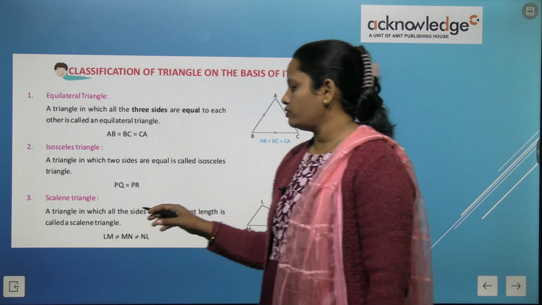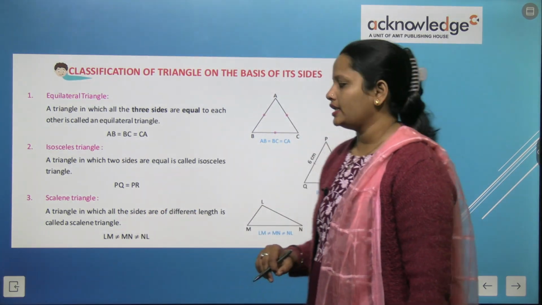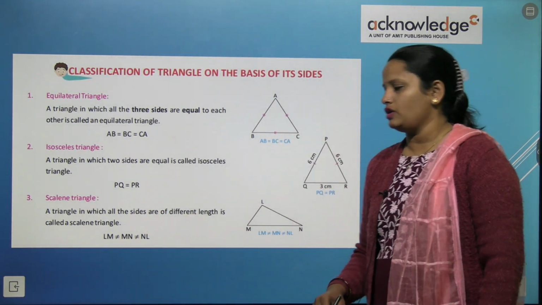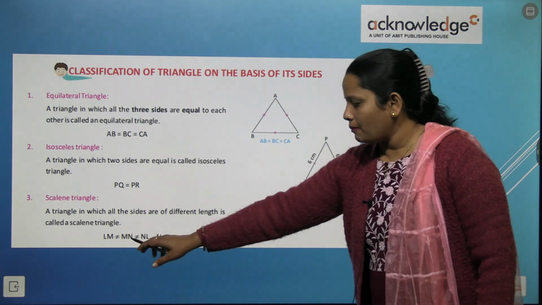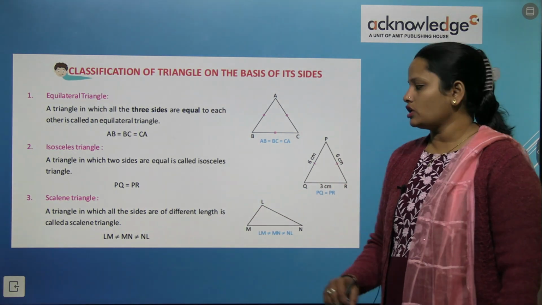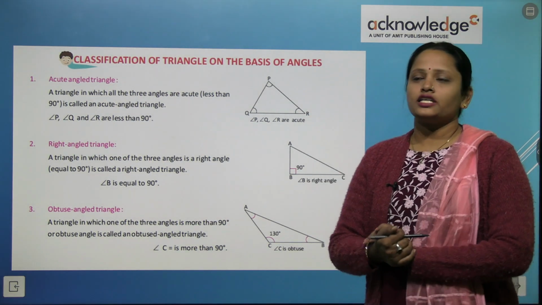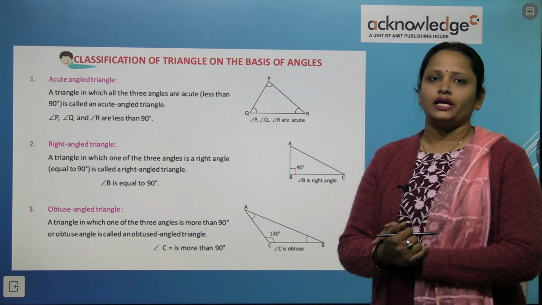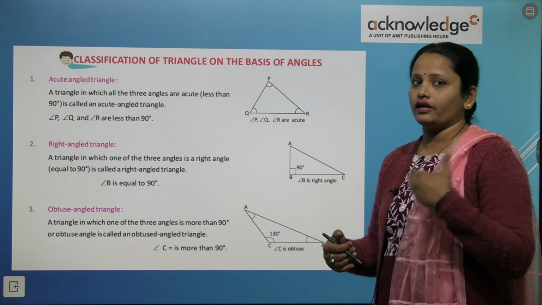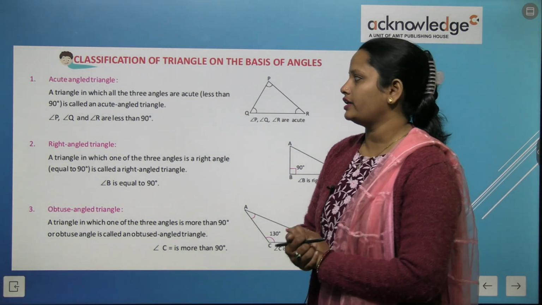So these types of triangles are called scalene triangles, in which LM is not equal to MN and it is also not equal to NL. Now, classification of triangles on the basis of angles. अब angles के according कैसे हम इन्हें classify करते हैं?